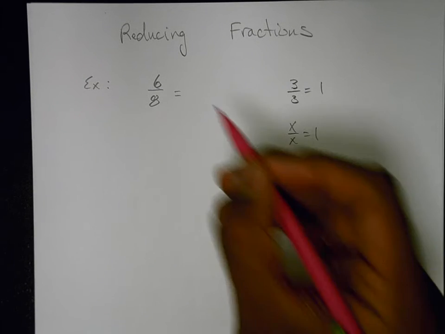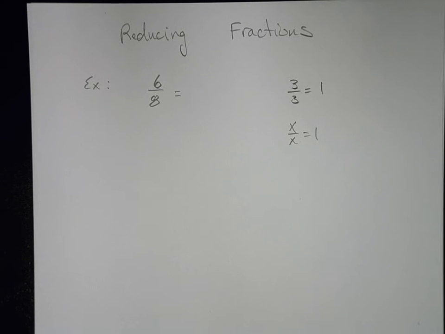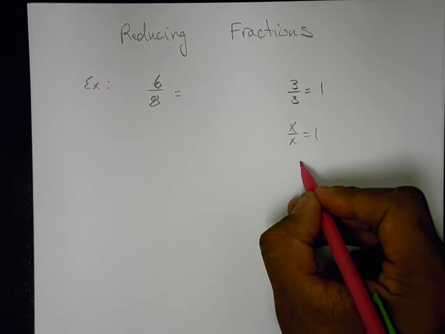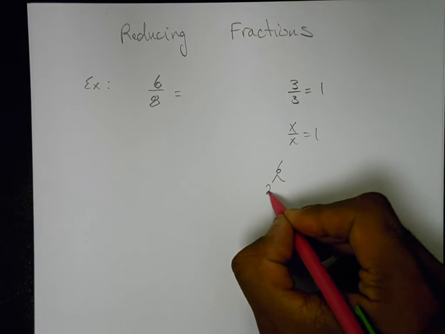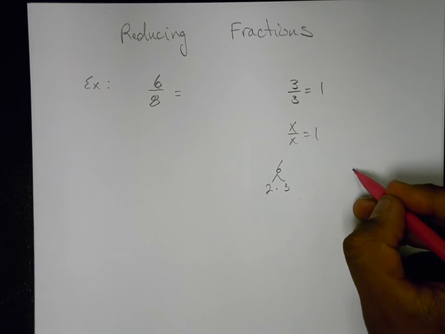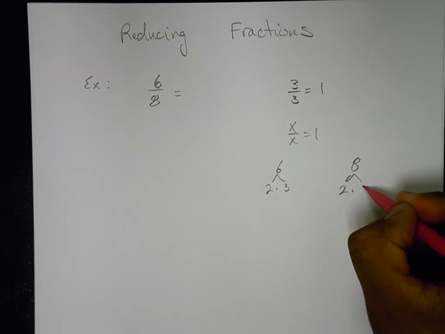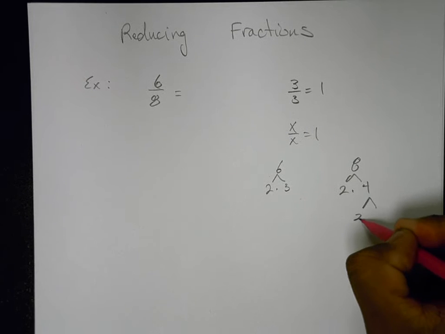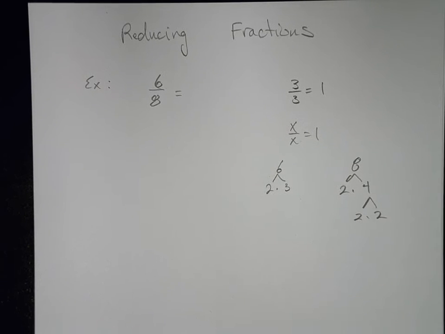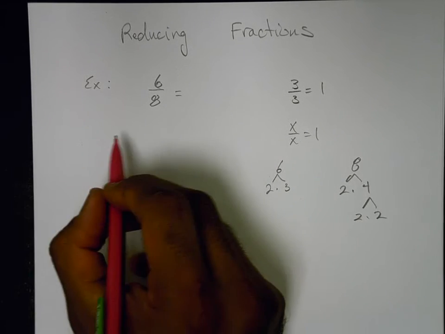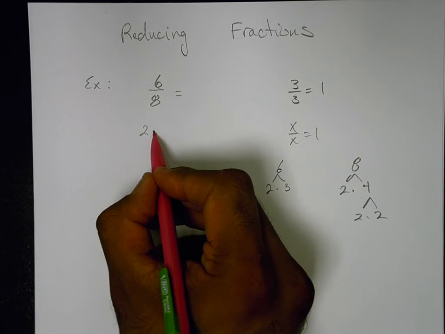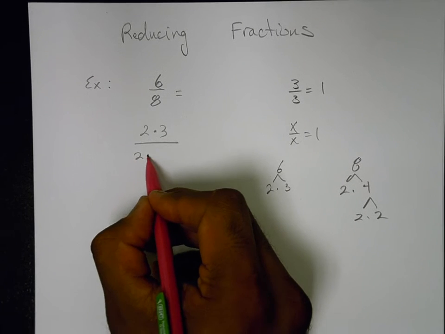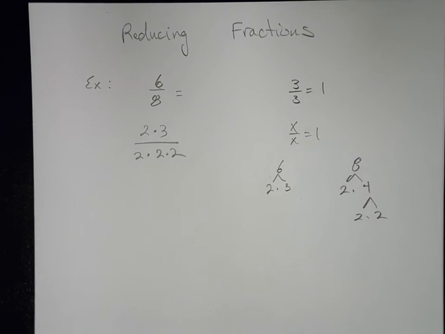So what we're going to do is break these into prime factorizations. I'll do it right here. I'm going to do a factor tree. Okay. So now I know I can rewrite this as 6 is the same as 2 times 3, and 8 is the same as 2 times 2 times 2.